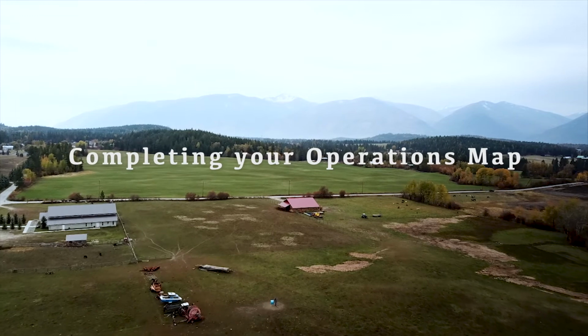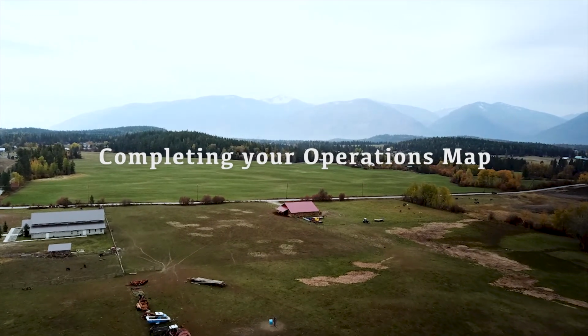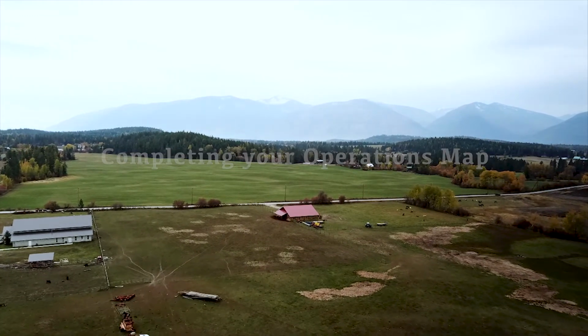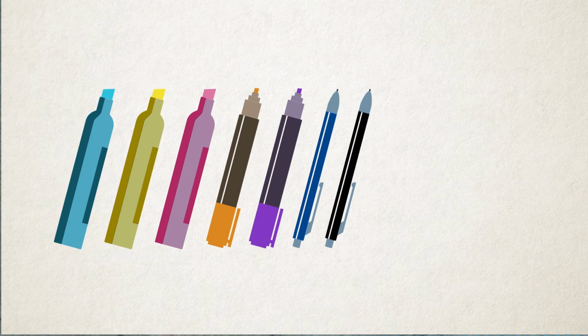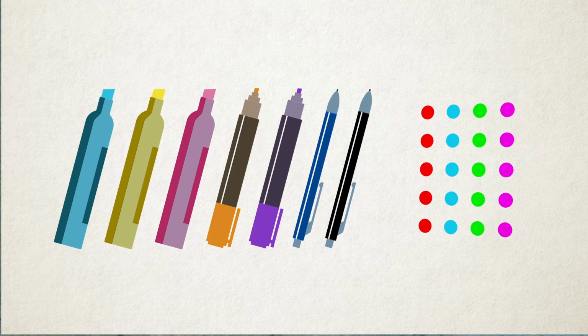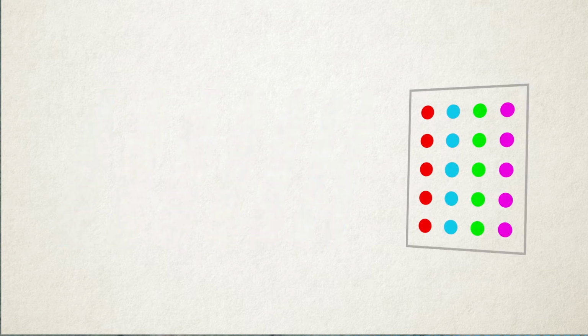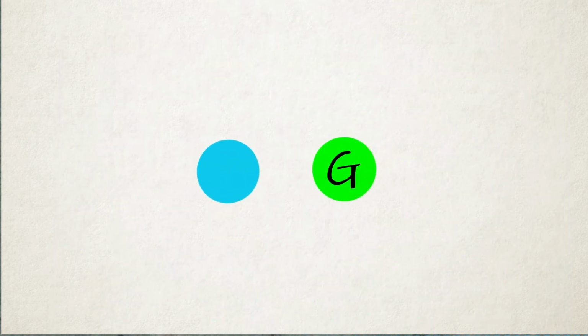Now that you have your base layer maps, let's go over what it will look like to identify and communicate all of the unique features of your operations. You will need pens of different colors and types, such as ballpoints, felts, or highlighters to outline the many features. We also recommend using small round stickers and writing letters on them. For example, you can use G for gates or W for water connections.